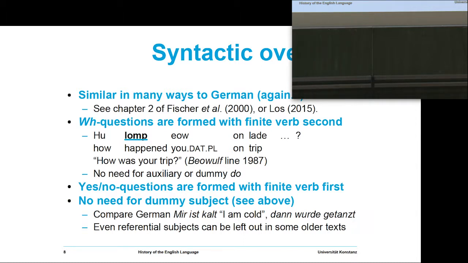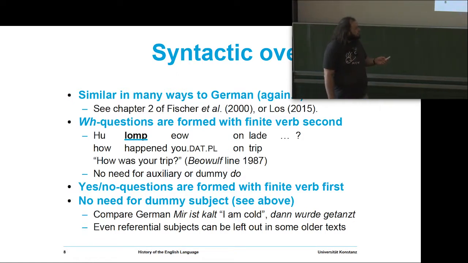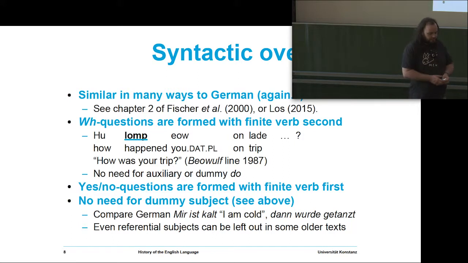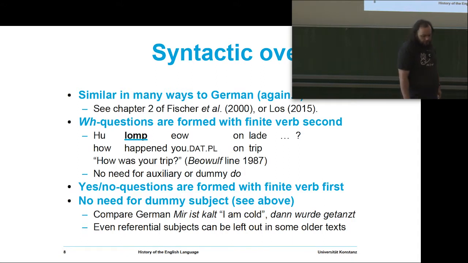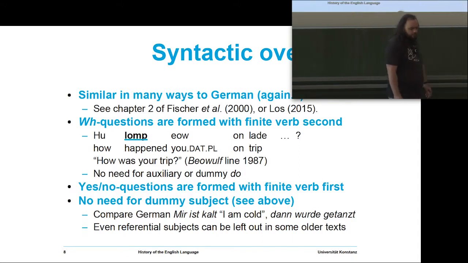And there are a few good sources for reading specifically about the syntax of the language. So this book by Fisher et al. from 2000, given in the references, chapter 2 gives a simple overview of the syntax of Old English. A very brief, readable overview. And for more detail, there's this book by Loos, which talks about the historical syntax of English in general, and that will also be a good introduction to some of this literature. And so a few things here that are similar to German, just to give you the idea for what I mean when I keep saying this.